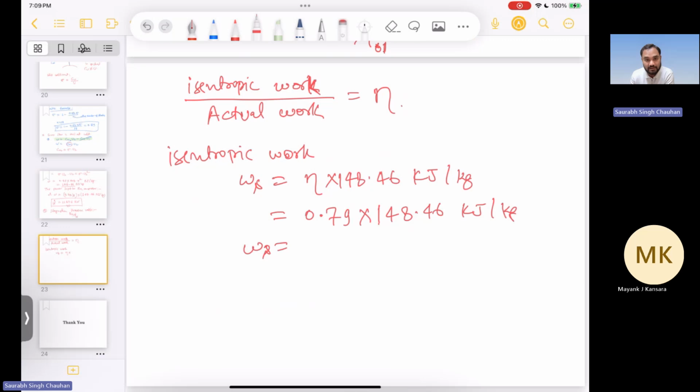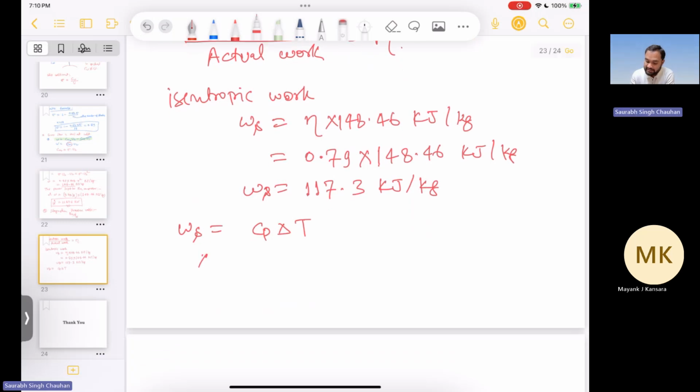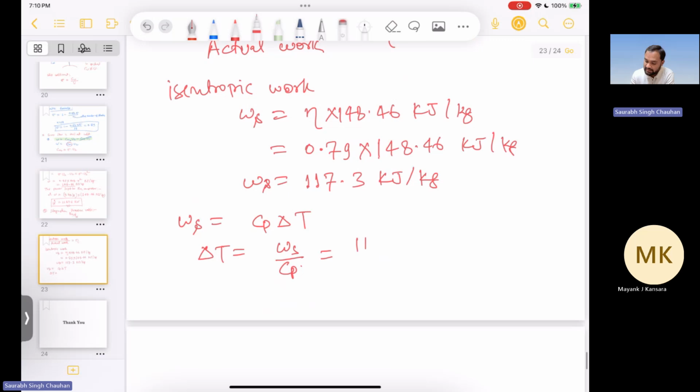If you calculate this value, I am writing the value directly, it will come out to be 117.3 kilojoule per kg. So this is the isentropic work. And isentropic work is equal to Cp times delta T, right? So delta T you can find as Ws by Cp, and Ws is 117.3 kilojoule per kg. Cp is not given in the question, but you can assume it to be around 1.004 kilojoule per kg Kelvin. I am assuming this value.